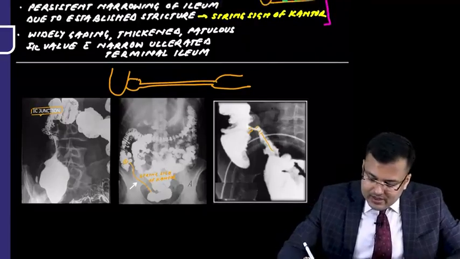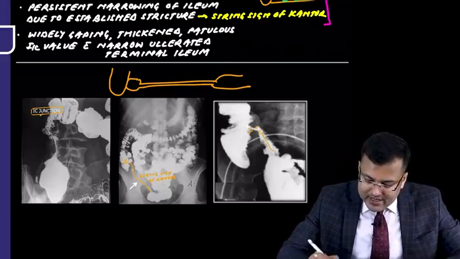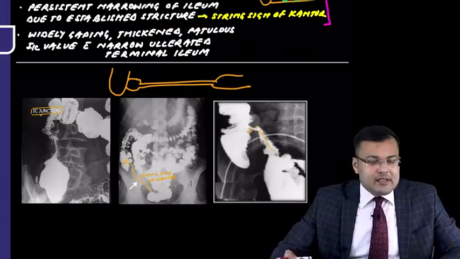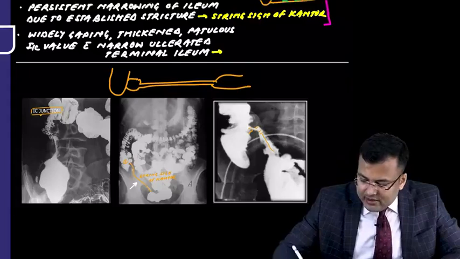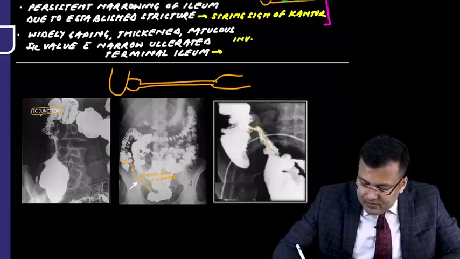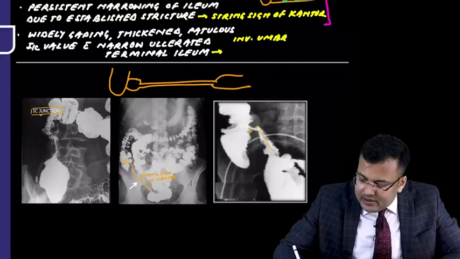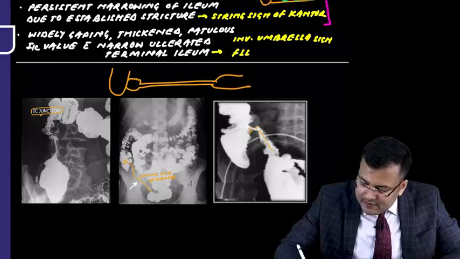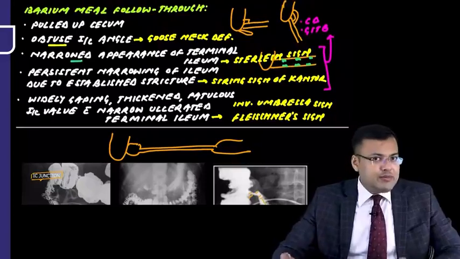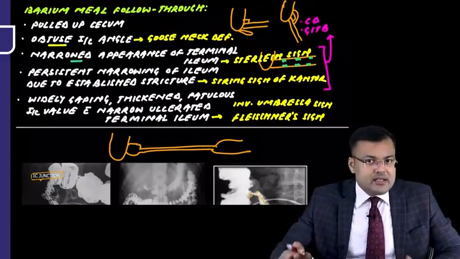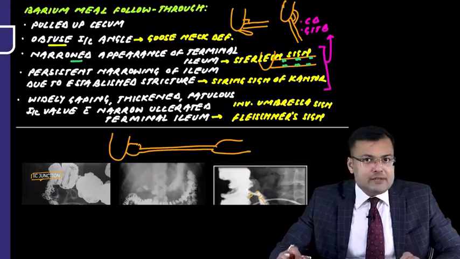So widely gaping thickened patulous IC valve with narrowed ulcerated terminal ileum. It is also known as inverted umbrella sign, and another name is Fleischner sign. This was asked in the latest exam. Clear? So these are the named signs which are asked in exam: pulled up cecum, gooseneck appearance because of obtuse IC angle, Sterling sign, string sign of Cantor, inverted umbrella sign, also known as Fleischner sign.